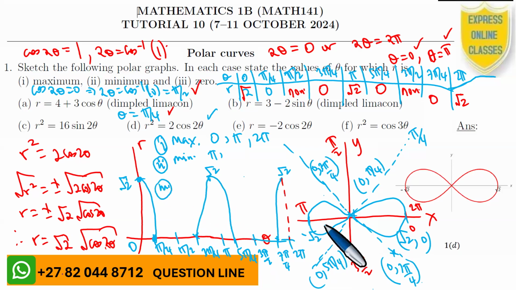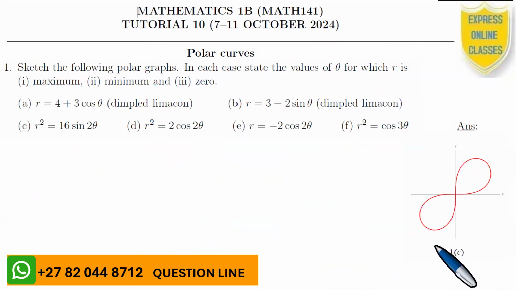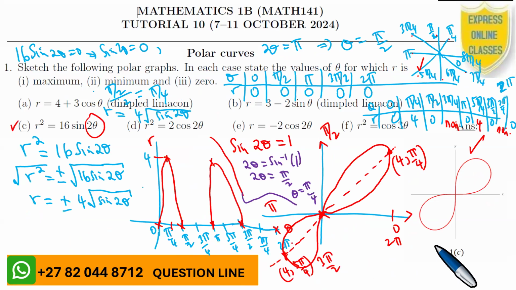When is it 0? The values of theta for which it is 0, like pi over 4. At pi over 4 it is 0, but also at 3 pi over 4, it is 0, and so on and so forth. Okay, we can come here and do the same.